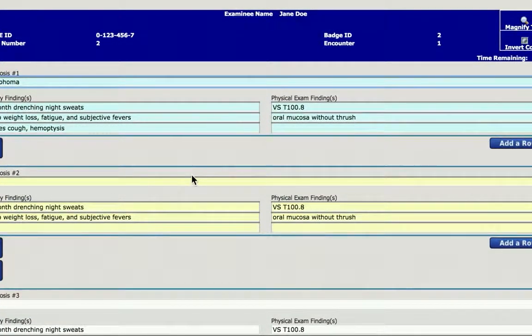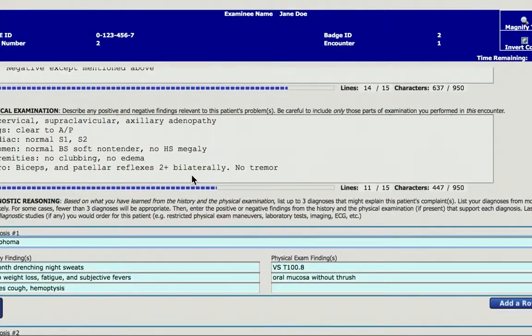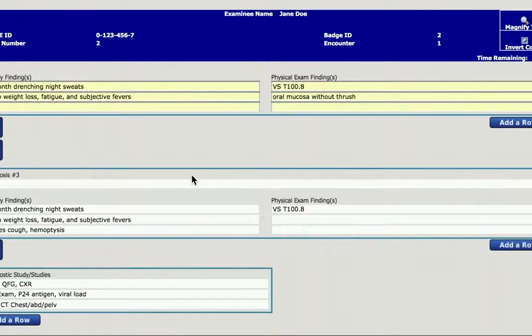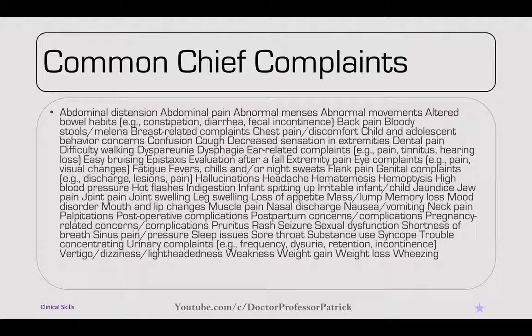So now that you've filled out the supporting factors, you've got the history and physical exam, it would hopefully be about time to move on to the next case. So next we're going to go over how to prepare and some pearls or keys to success along the way. So here are all the common chief complaints that are listed on the USMLE website.